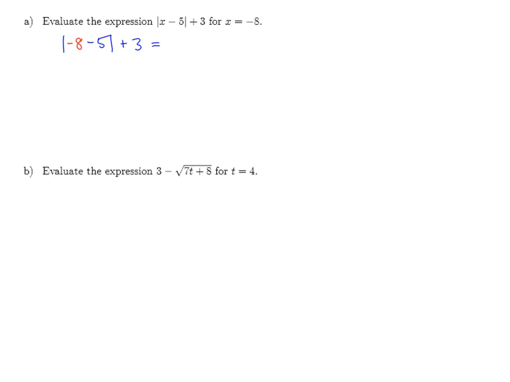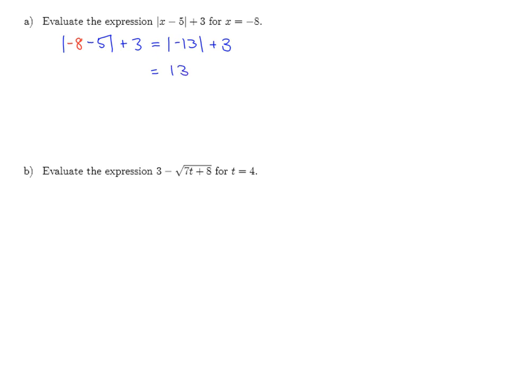So inside those absolute value bars, we have negative 8 minus 5, which will simplify to negative 13. So this expression becomes the absolute value of negative 13, and then we have plus 3 outside that absolute value. The absolute value is defined as the distance of a number from 0, or we can think of it as the positive part of that number. So the absolute value of negative 13 will be positive 13.